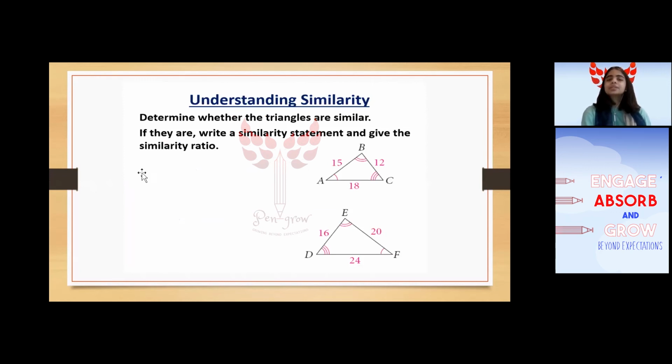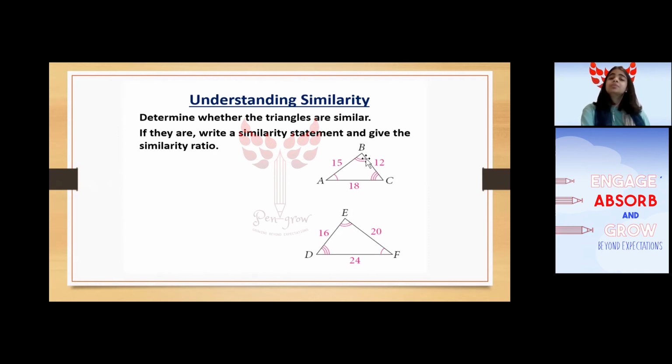Okay. Determine whether these triangles are similar. If they are, write a similarity statement and give the similarity ratio. All right. So first we need to check whether not only the angles, but the corresponding angles are equal or not. If they are, then yes, it's similar.